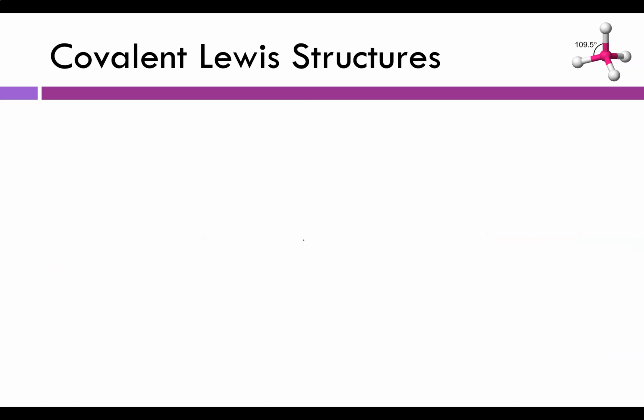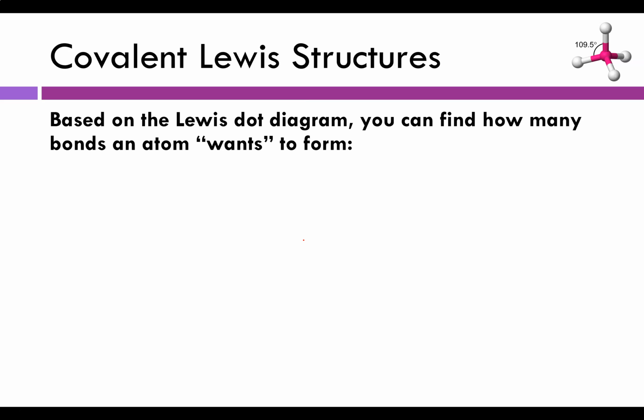All right, let's talk about drawing covalent Lewis structures. We'll walk through one together and we'll try some practice problems. Based on a Lewis dot diagram, those diagrams we were drawing for elements in lesson 4.1, you can find out how many bonds an atom wants to form. Of course, atoms don't have desires, but when we talk about how many bonds it wants to form, it's basically how many bonds would be needed to complete its octet.